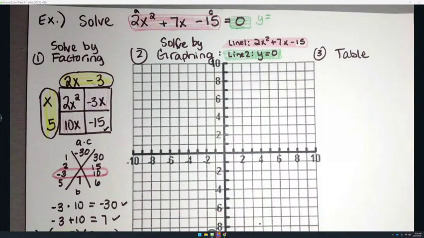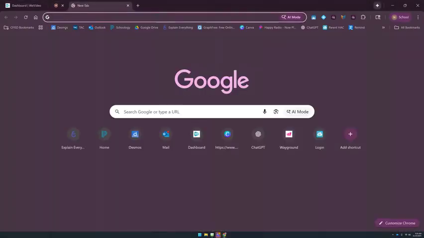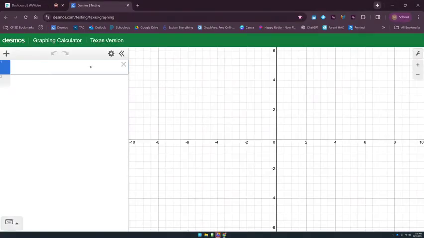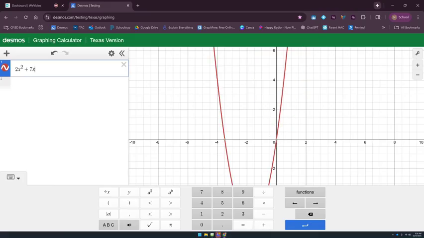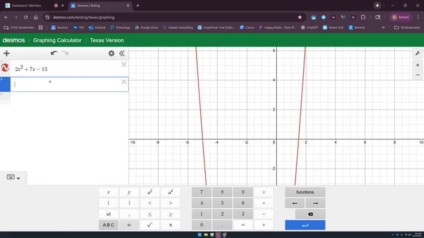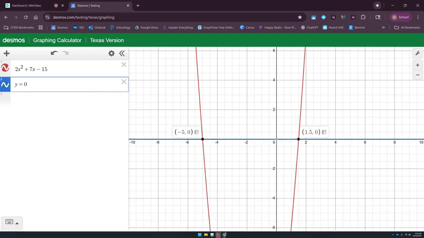I guess I should do it up here since we're recording the screen as well. Okay, help me out. It was 2x squared. After that? 7x minus 15. And then y equals 0. Okay, so on your graph right now, just plot those two solutions because that's an easy way to start. So one at negative 5 and the other one at 1.5.